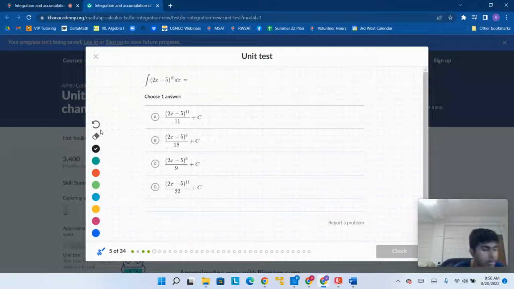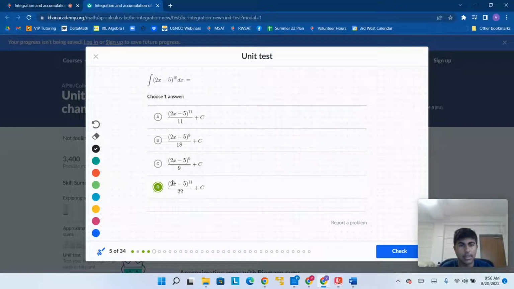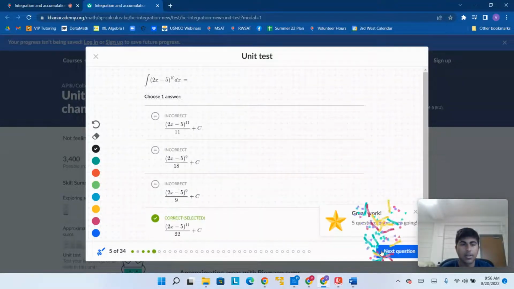But we also have to use the chain rule, so we're also going to have to take the derivative of 2x minus 5, which is times 2. It's going to be another 2, so that's going to be times 2 in the denominator to cancel that out, and we end up with 2x minus 5 to the 11th over 22. Over 22. So our answer is D, and we can move on. Okay.